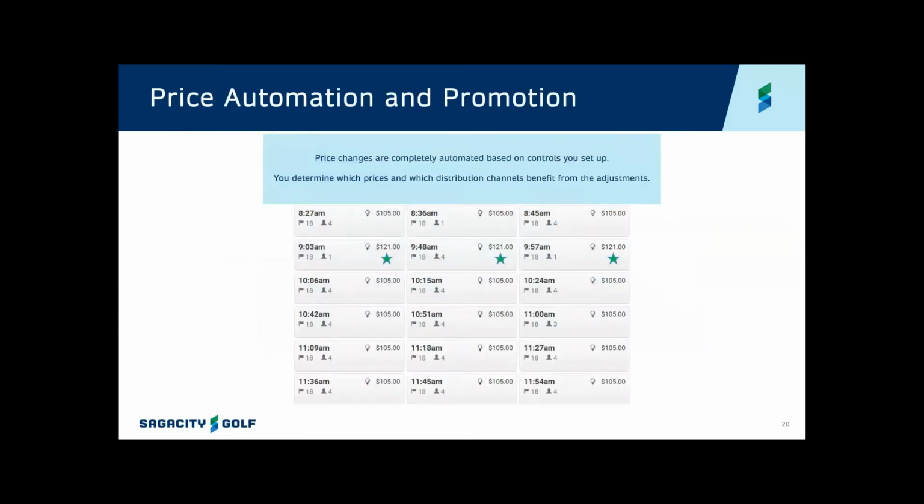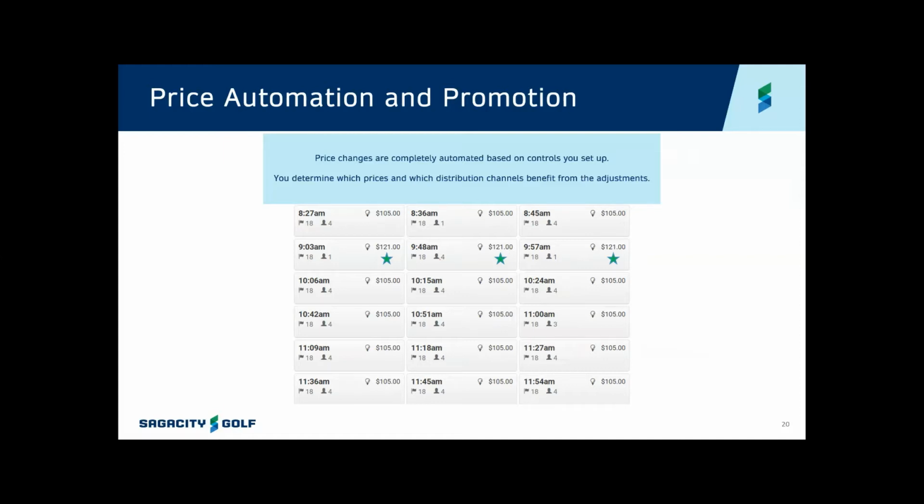This is what the price automation looks like on your tee sheet, right? On a website with a booking engine, or even through the golf shop on the phone, you can see here that the 9 o'clock hour is trending ahead, and the demand is higher than historical occupancies. Based on the scheme you set up, it's going to take a price increase, and there's how it shows up on the tee sheet.